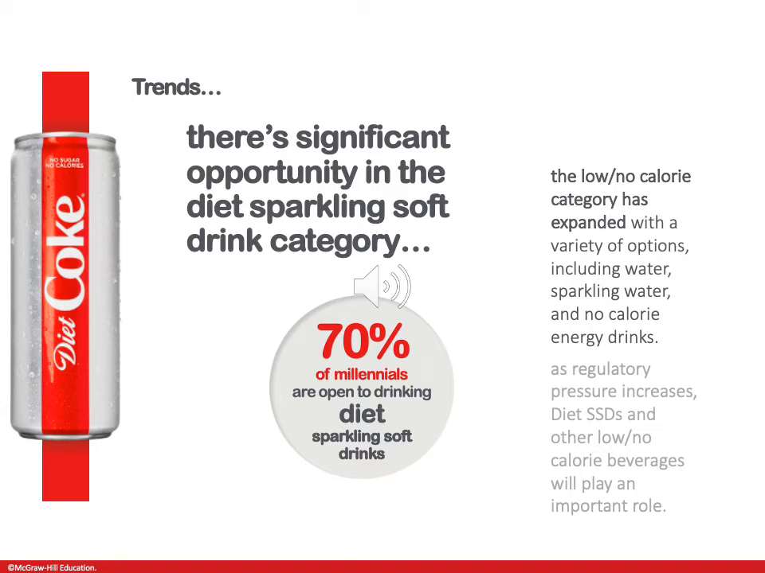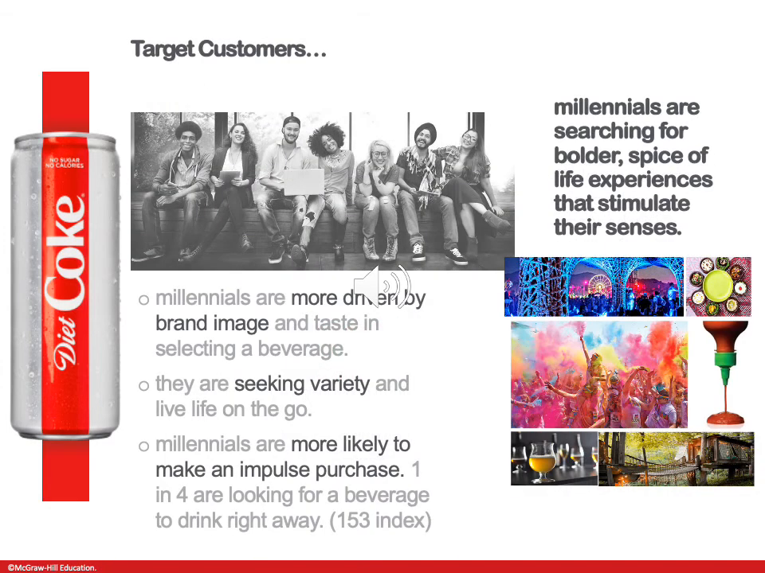They went through a process of market segmentation to identify, well, who are those segments of the population that are actually open to drinking diet sparkling soft drinks, and they identified millennials as a key opportunity. So once they identified millennials, then they really needed to get to know that consumer target inside and out.